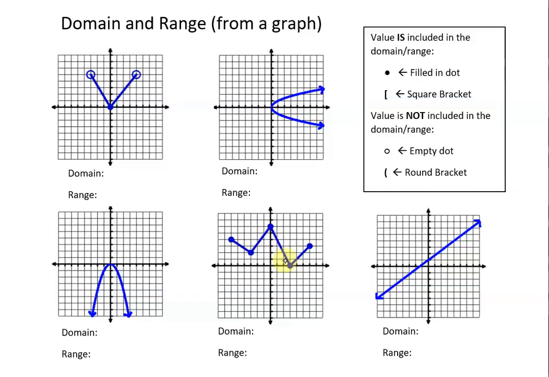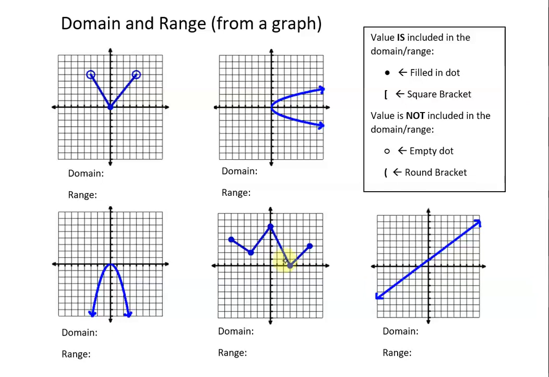So a filled in dot or a coloured in dot indicates that the value is included in the domain or range, and we use a square bracket for that value if it's the minimum or the maximum. If a value is not included in the domain or range, that is indicated by an empty or hollow dot. And we use a round bracket to indicate that that value is not in the domain or range when we write our interval notation. When we see an arrow on the end of a graph, that tells us that those values continue increasing or decreasing towards infinity. So we're going to use the square and the round brackets for writing our domain and range.